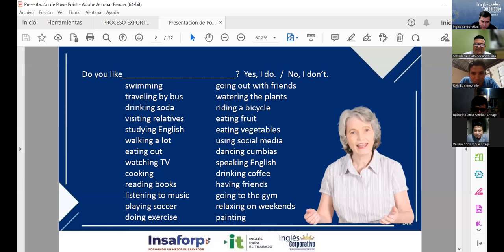Okay, si could continue. Okay. Ahí, Alex. Watering the plants. Repeat, no le escuché. Do you like watering the plants? Creo que sí. Ajá, riego planta. Yes, I do.